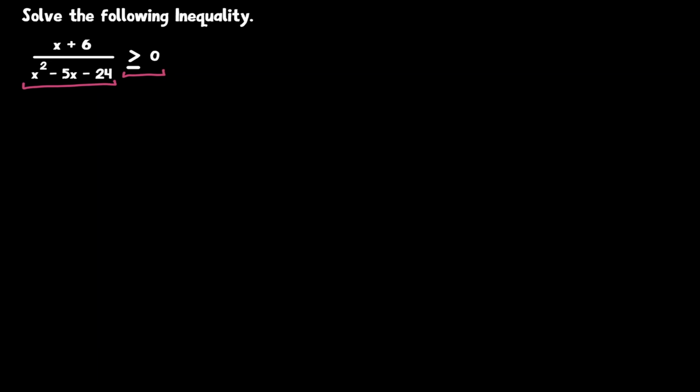We have a rational expression and we want to see when that expression is greater than or equal to 0. So we're going to apply the same strategy. First, is one of the sides of the inequality equal to 0? It is, the one on the right-hand side. Now that we have that, let's set the numerator and denominator equal to 0.